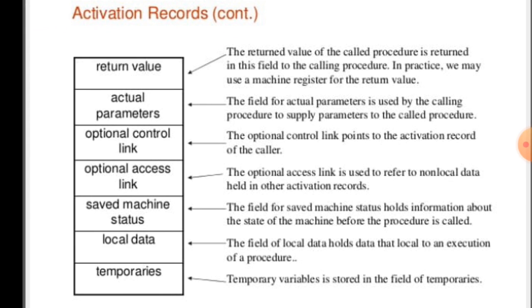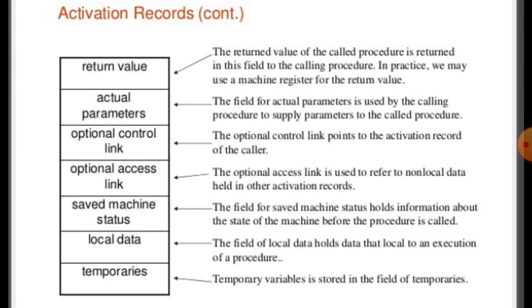The returned value of the called procedure is returned in this field to the calling procedure. In practice, we may use a machine register for the return value. The field for actual parameters is used by the calling procedure to supply parameters to the called procedure. And the optional control link points to the activation record of the caller. And the optional access link is used to refer to non-local data held in other activation records.